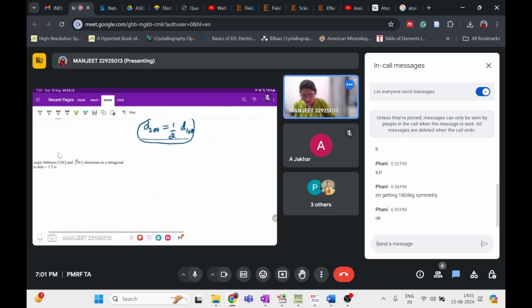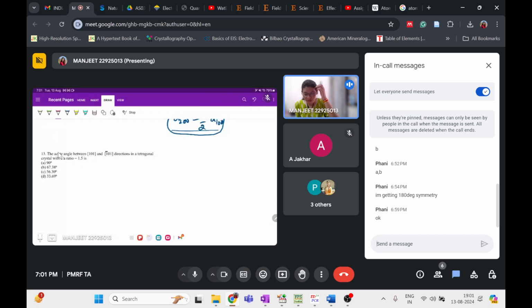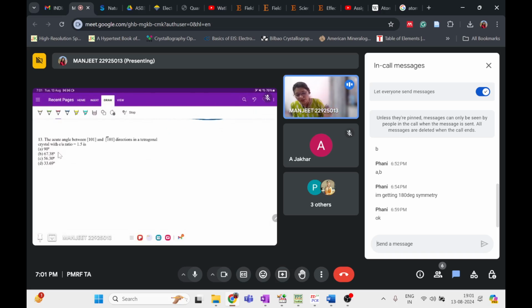Now let's move to the next question, that is the acute angle between the 100 direction and the minus 100 direction in the tetragonal crystal with the c by a ratio. Here they have mentioned that the ratio between them, c by a, is equal to 1.5. They have given two directions and we have to find the acute angle between them. So simply we can find out this angle.